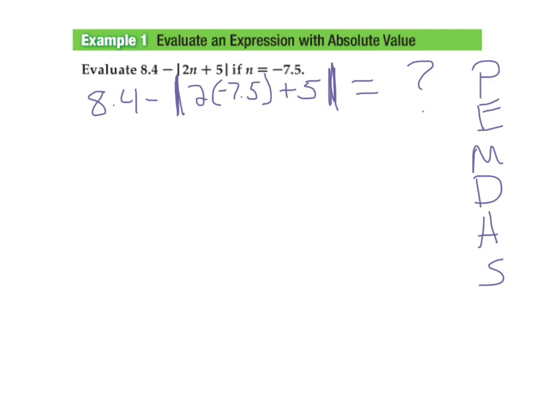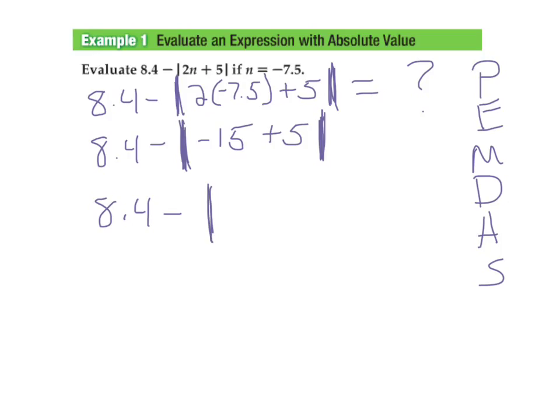There are no exponents, so the next thing we're going to do is multiplication. 2 times negative 7.5 is the first thing we're going to do. So it becomes 8.4 minus the absolute value of negative 15 plus 5, other absolute value bar. You might want to make these kind of big to make sure that you don't confuse them with the value of number 1. But you can see that, again, we're just doing parentheses. No more multiplication, and I don't see any division. We're going to move to the addition that's inside there. 8.4 minus the absolute value, negative 15 plus 5 is negative 10.